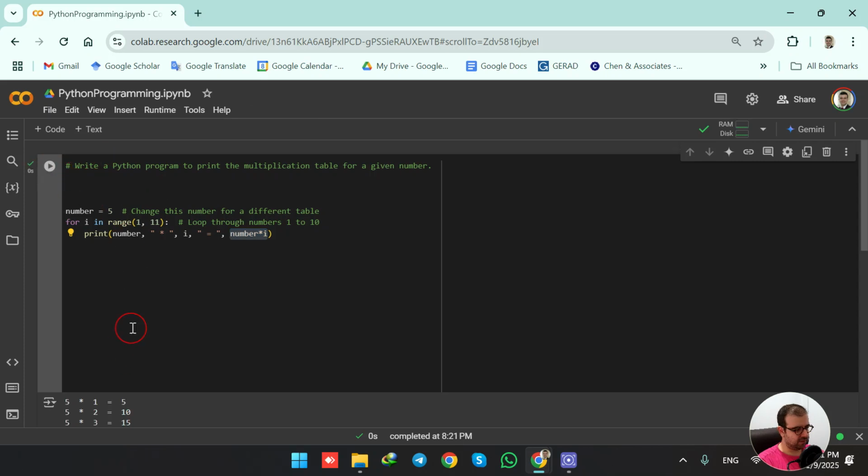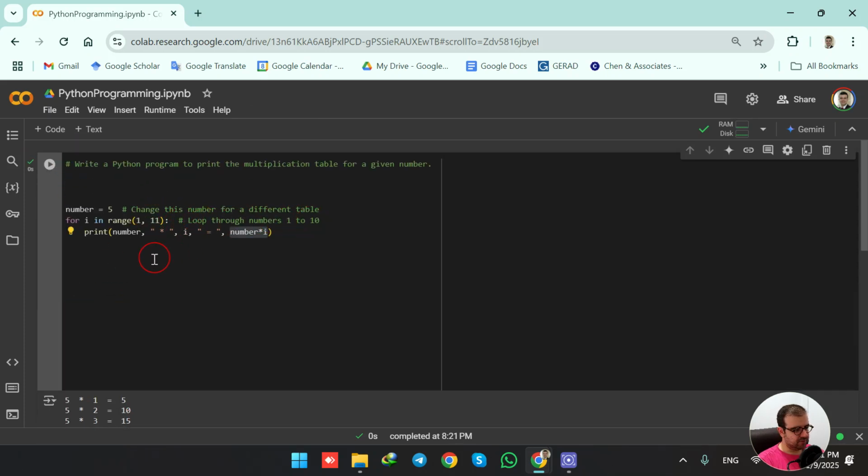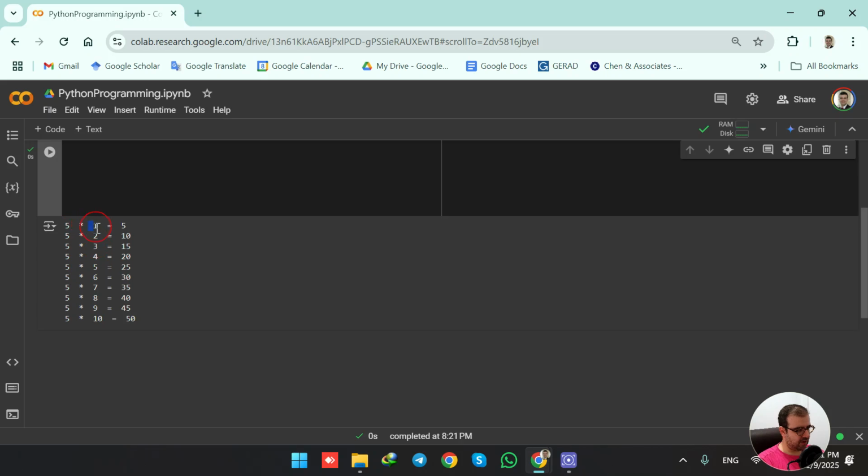When I run this code, you see in the output we are looping through 1 to 10. So we are looping from 1 to 2, 3, 4, 5 until 10. And my given number is 5. So we are having a multiplication table of number 5 here.